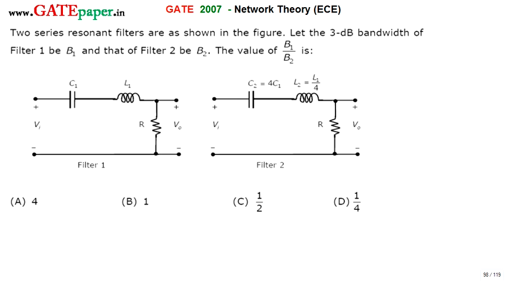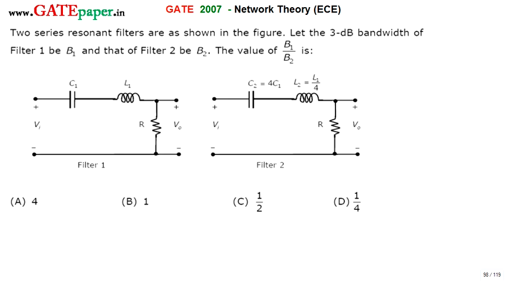Hello, we are discussing the GATE 2007 ECE paper. Look at the circuits. Two series resonant filters are shown, that is, simple RLC circuits. The 3 dB bandwidth of filter 1 is B1, and the 3 dB bandwidth of filter 2 is B2. Find the value of B1 by B2 for the given L, R and C values.